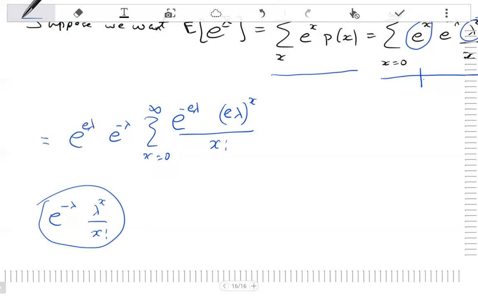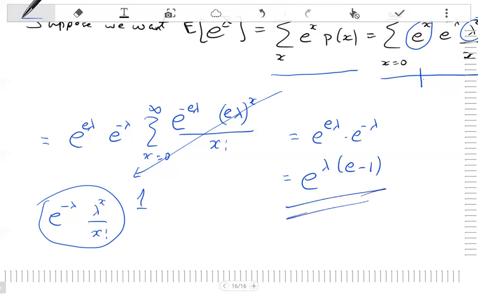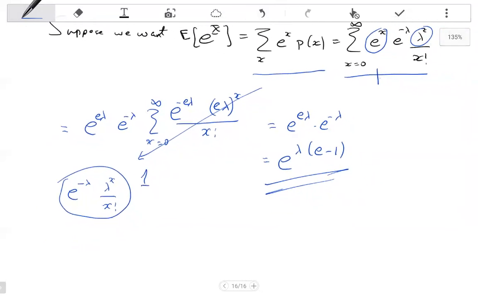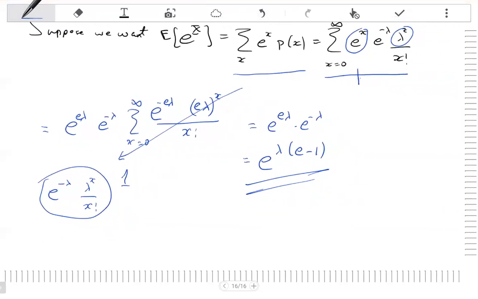We just multiplied by a weird 1, if you like. And now we know that this thing adds to 1. So we're left with e to the power e lambda times e to the power minus lambda. So this is equal to e to the power lambda times (e minus 1), which is really a rather neat result. And if you think about this a little bit, you will see that if we hadn't done some rewriting like this, we would have either resorted to a Taylor series, variable substitution, etc. But the trick here is in realizing that we just get something which adds to 1.